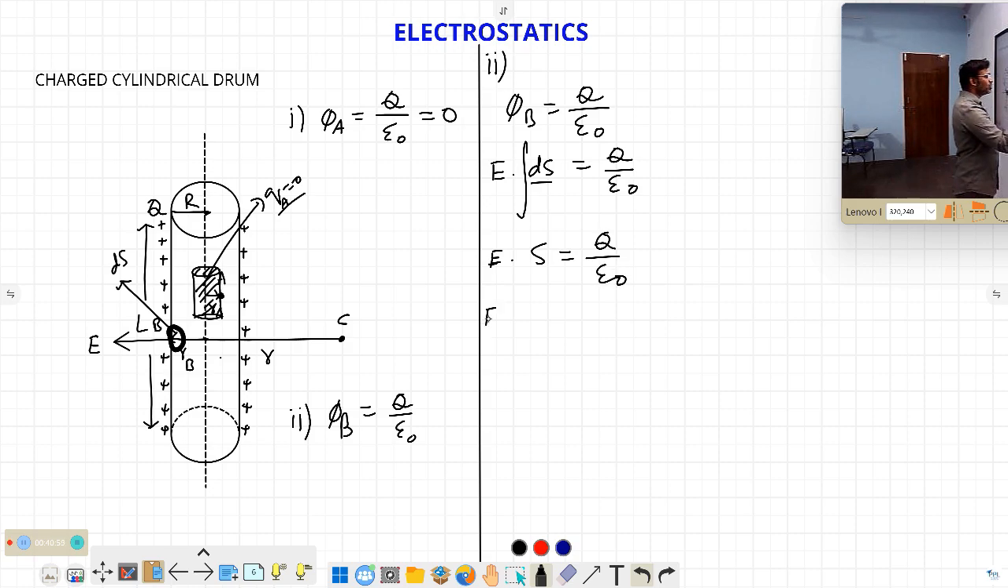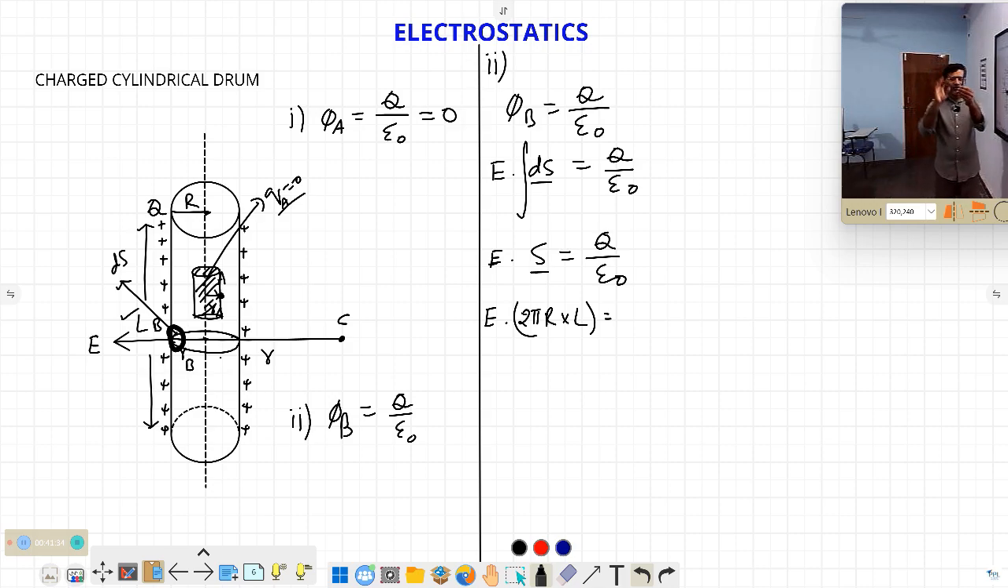Now that is equal to E into the surface area. I can write the surface area in terms of 2 pi r, where r is the radius, which is capital R here. So 2 pi R into the length of that cylinder. This is the surface area of the cylinder. This is the circumference of the cylinder, 2 pi capital R, into the length. Up to what length? The total length of the cylinder is capital L.